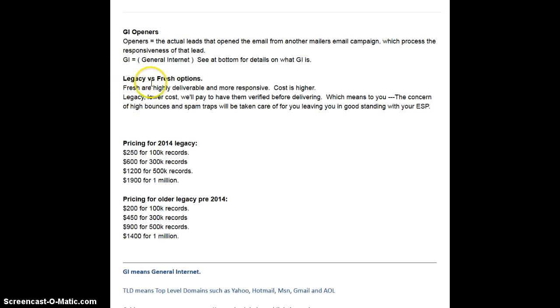Okay, so legacy versus fresh options. What that means is legacy, or the word aged, can be used versus fresh. Obviously, fresh means that they were recently opened. They're more deliverable and more responsive, and of course you pay more for those. The legacy is a lower cost, and we will have them verified before delivering them to you, which basically just means you're going to have much fewer bounces and much less chance of a spam trap. So it leaves you in a better position with your ESP and keeps you looking good.